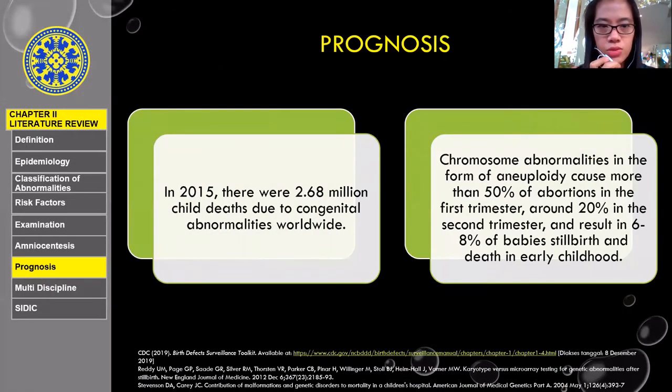The prognosis: in 2019, there were 2.68 million child deaths due to congenital abnormalities worldwide. The chromosome abnormalities in the form of aneuploidy cause more than 50% of abortion in the first trimester, around 20% in the second trimester, and result in 6 until 8% of baby stillbirth and death in early childhood.